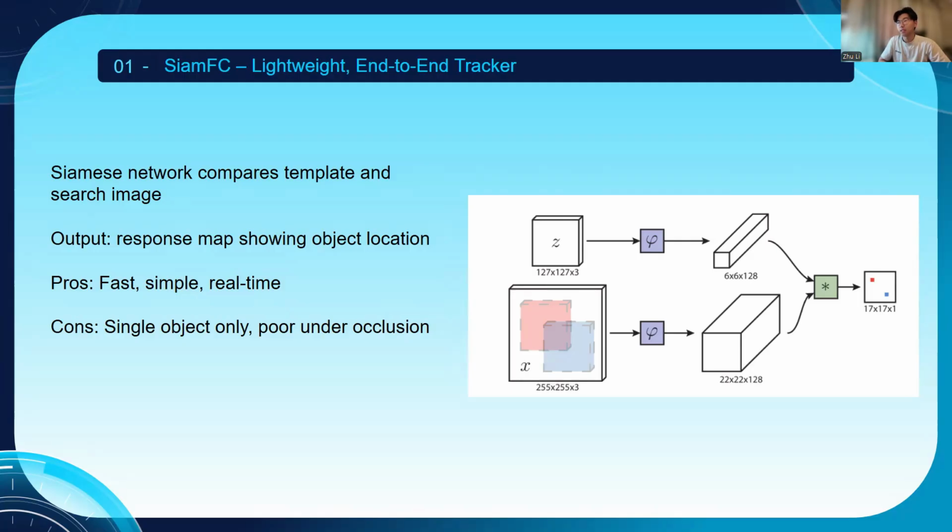Siamese FC is fast and simple, making it good for real-time applications. However, it only supports single object tracking, and its performance drops in crowded scenes. Two inputs pass through the identical CNN to generate the feature embedding. The distance between the embeddings is used to estimate whether they represent the same object.